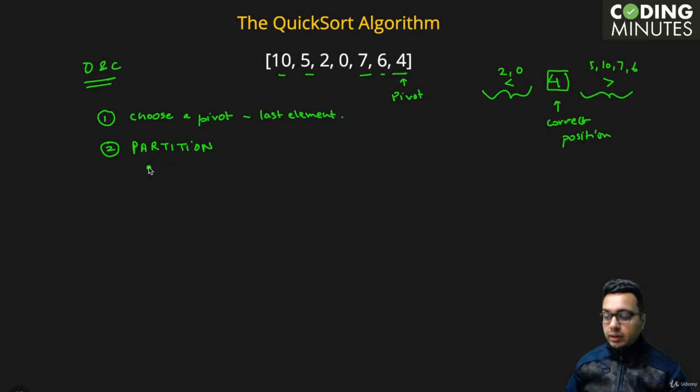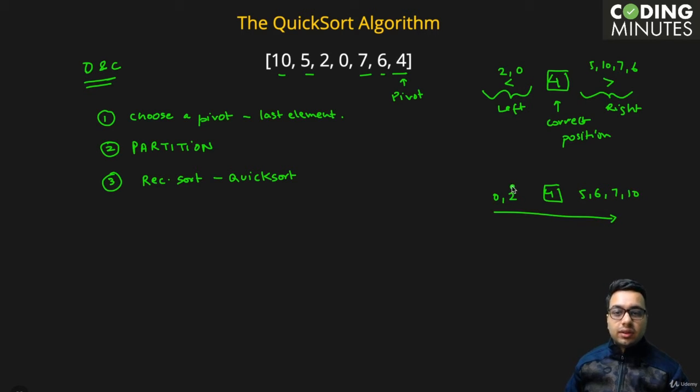We'll see how to write this method. Once you have this, you recursively sort the left and the right part. This is the left part, and this is the right part. The two partitions that you have created, you can recursively sort them, meaning you again call the quicksort method to sort all of these elements. If you sort these two parts recursively, you will get 0 2 in the left part, then 4, and in the right part you will get 5, 6, 7 and 10. This is how you will get a sorted array.